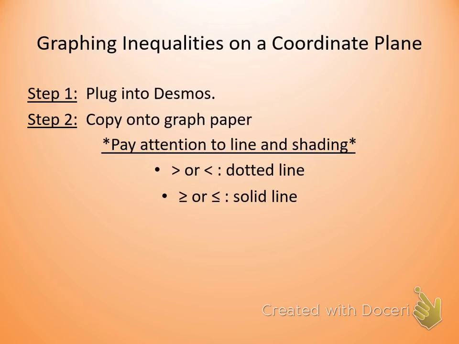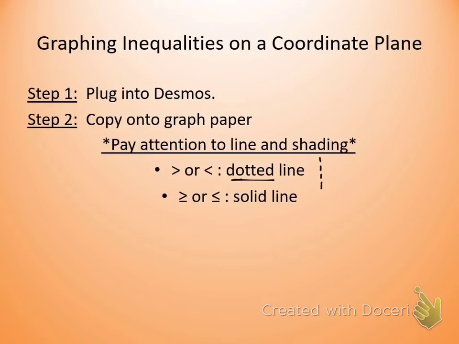Now, let's move on to graphing inequalities on a coordinate plane. Step 1, super simple. Plug it into Desmos. Step 2, copy it onto graph paper. Now, pay attention to the line and the shading. Here's what makes inequalities different than equations, okay? If your symbol is just greater than or less than, you're going to have what I call a dotted line, all right? You might think of it more of a dashed line, but either way, it's not a solid line. It is a dotted line.